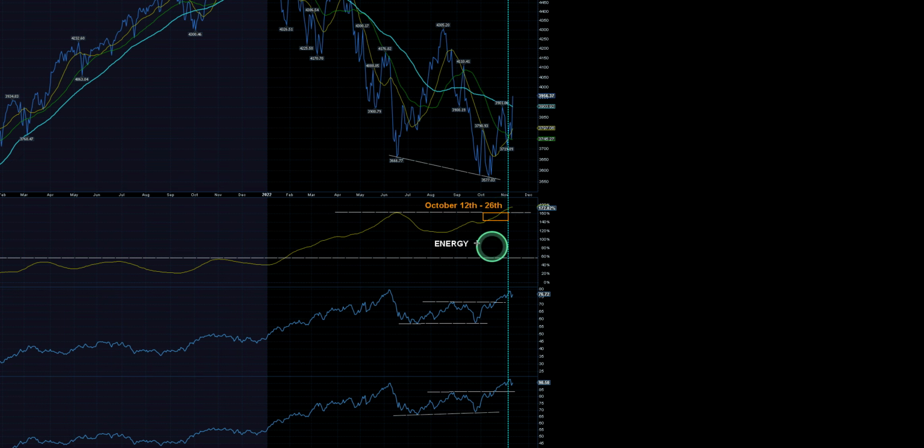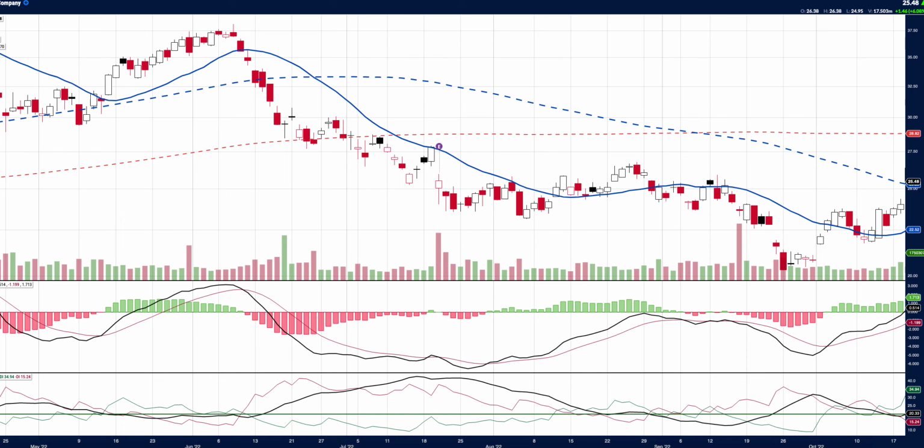Not to digress too much, but between October 12th and October 26th, this would have been the time to start looking for opportunities to go long, to buy and hold energy sector stocks, given that we're approaching this performance high. It tells you this could be a great time to start looking for bullish candlestick pattern setups. Between those two dates, you'd want to tune in to see if you can find something worth looking at.